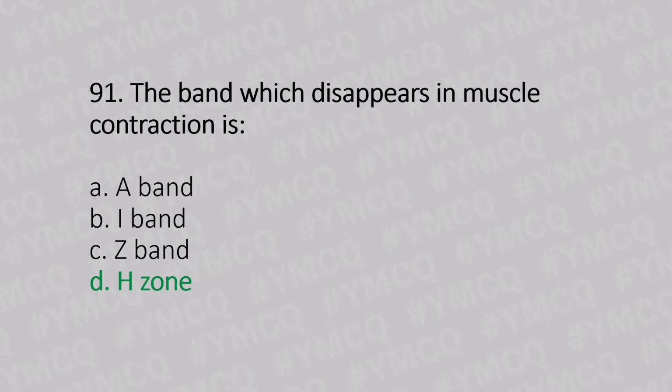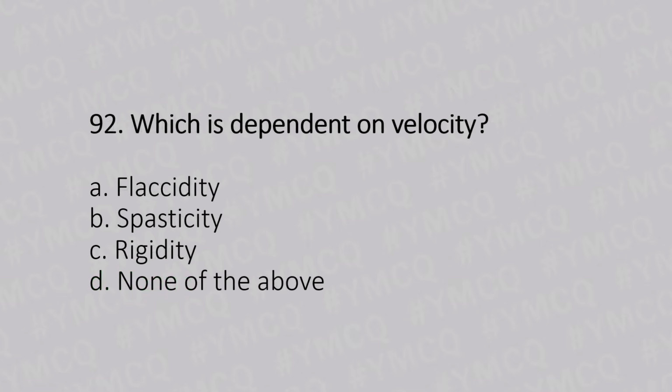Moving to our 92nd question, which is dependent on velocity. Option A, flaccidity, option B, spasticity, option C, rigidity, option D, none of the above, and the answer is option B, spasticity.